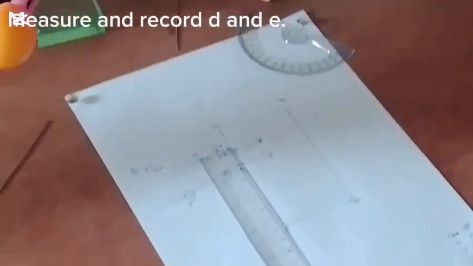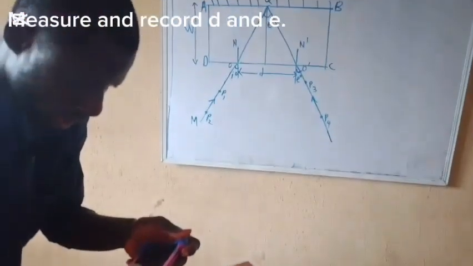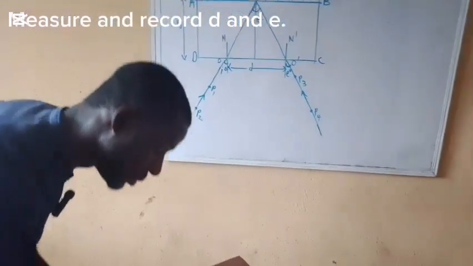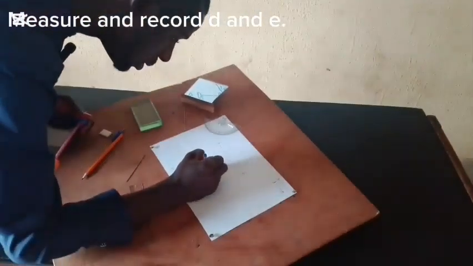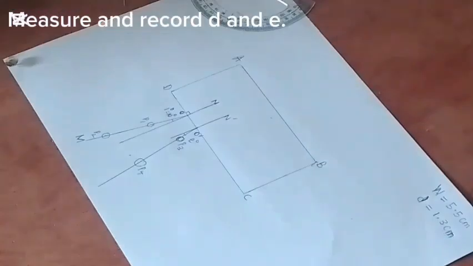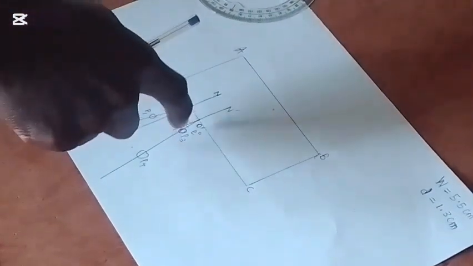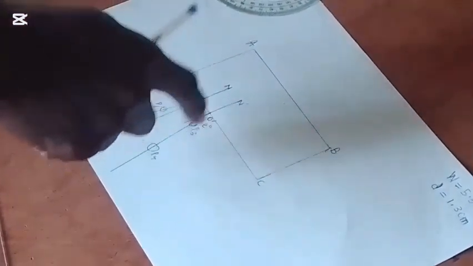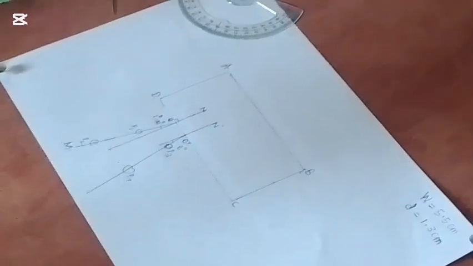The next thing is to measure E. From our diagram, this angle is my E. This is my angle of incidence. This is my angle of emergence, E, which I want to measure now.